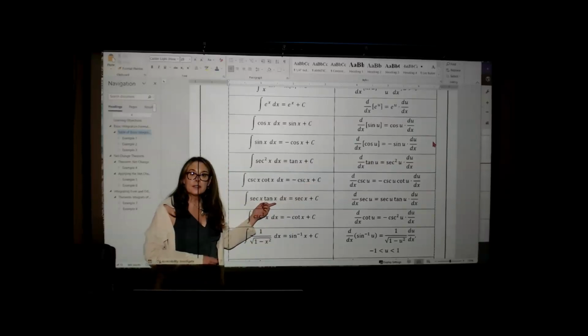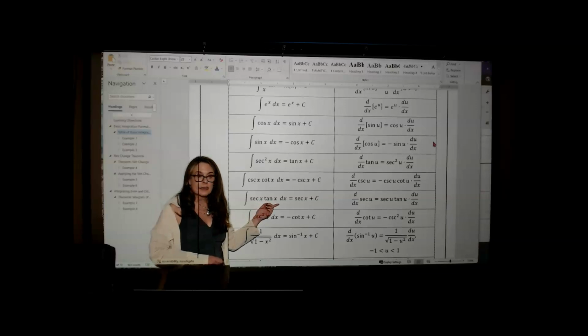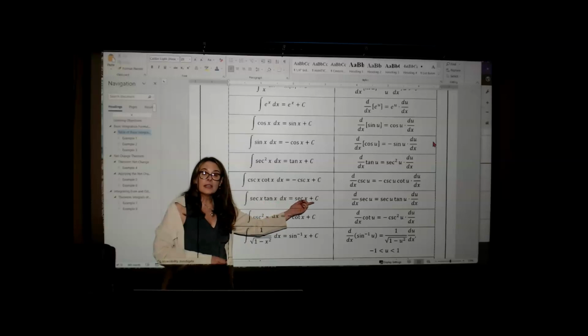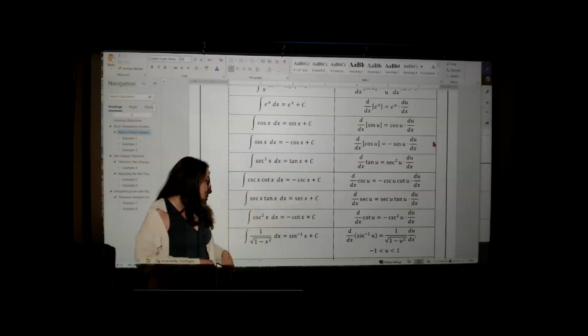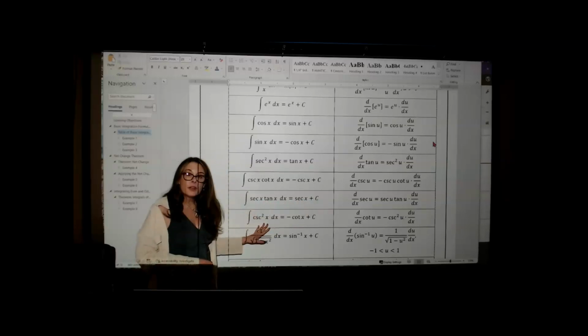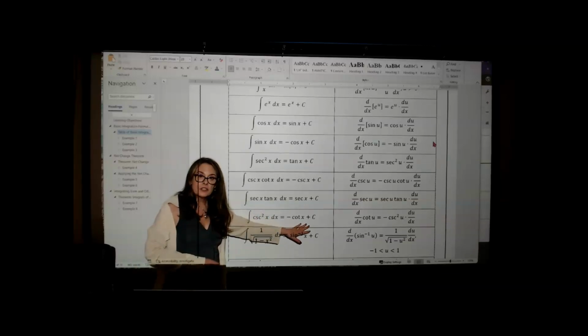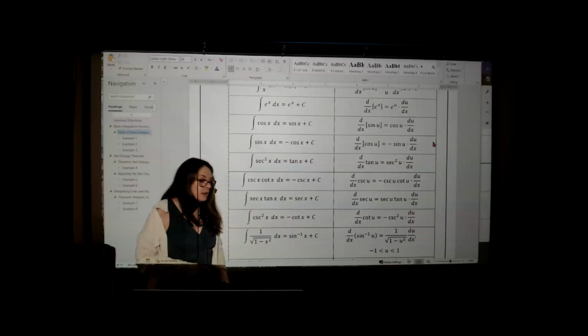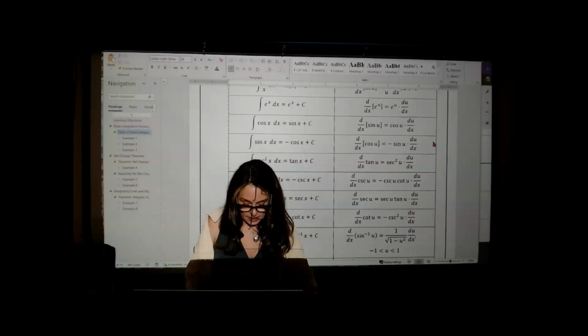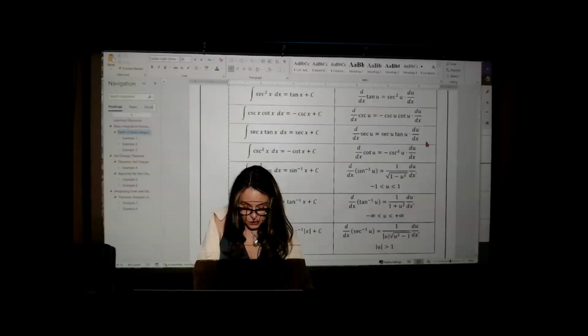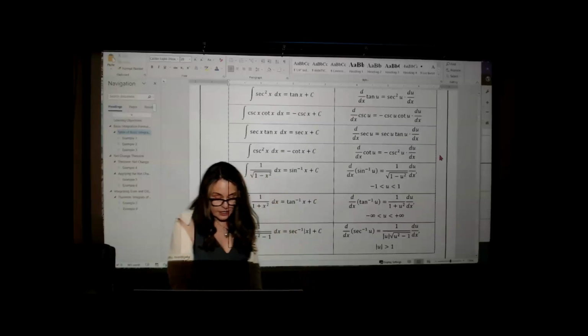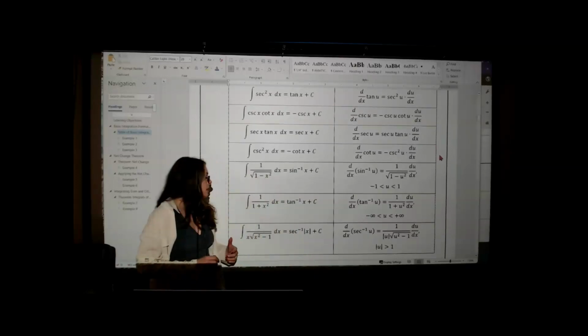Remember that when we take the derivative of secant, we get secant tangent. So the integral of secant tangent is secant plus the constant of integration. And finally, when you integrate cosecant squared of x dx, you get negative cotangent of x plus a constant. The next ones that we see are the inverse trig formulas, arcsine, arctangent, and arcsecant.